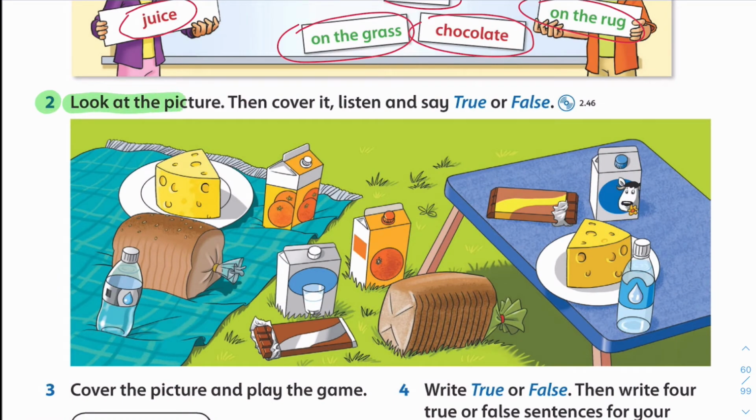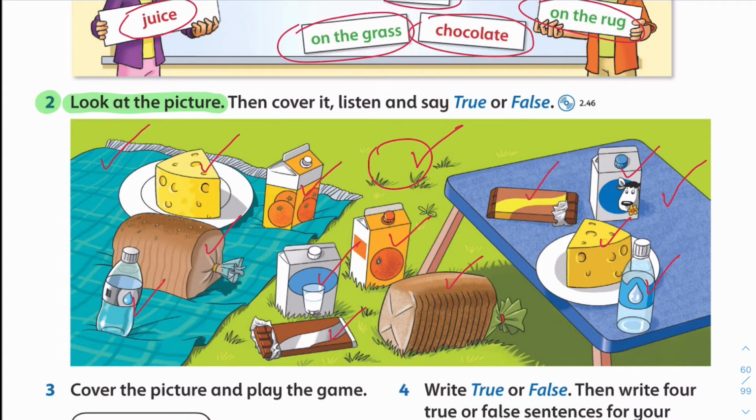Now, moving on to part 2 of today's lesson. Look at the picture and then say true or false. Now, what can you see in this picture? We can see a rug on the far left, cheese, juice, bread, water. And then on the grass, we can see juice, milk, bread, chocolate. Finally, on the table, we can see milk, chocolate, cheese, and water.